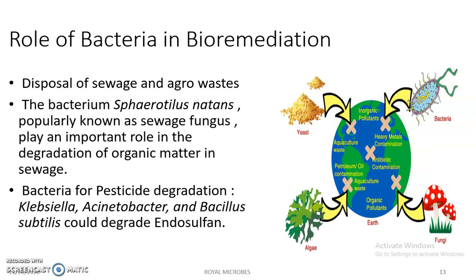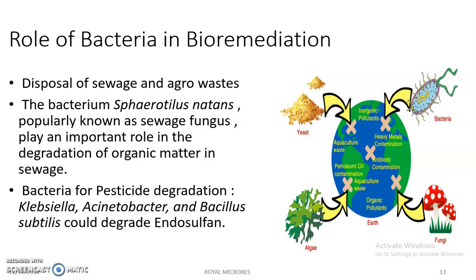Then bacteria also play an important role in bioremediation. That is, we can see different types of waste materials, such as inorganic pollutants, heavy metal contamination, antibiotic contamination, petroleum oil contamination, aquaculture waste, organic pollutants, etc. These pollutants can be removed or degraded with the help of bacteria. One example is Pierotilus natans. This is popularly known as sewage fungus, and it plays an important role in the degradation of organic matter present in the sewage.